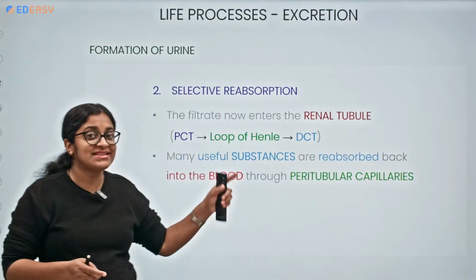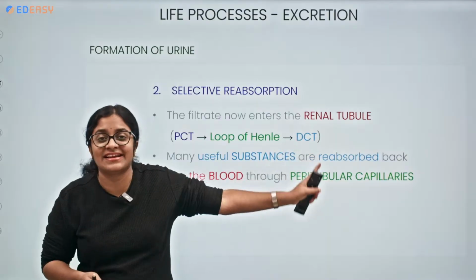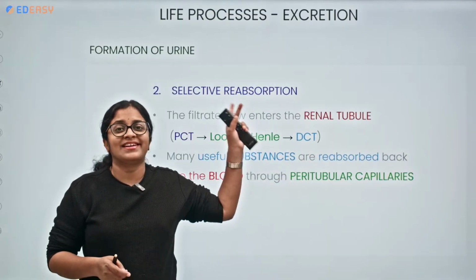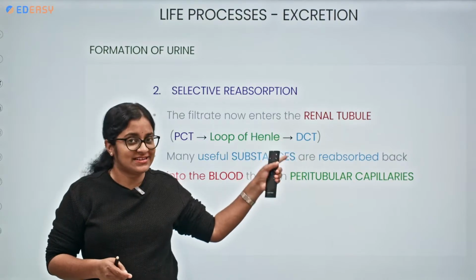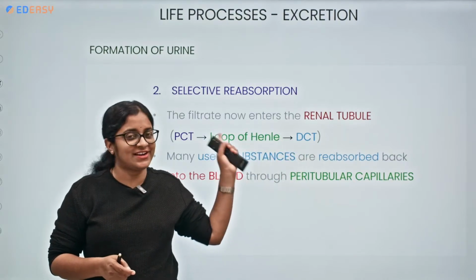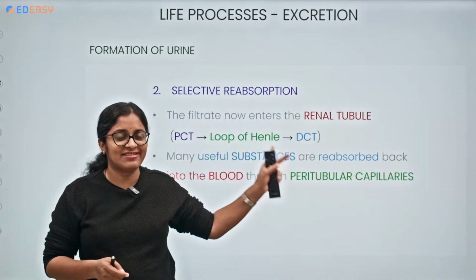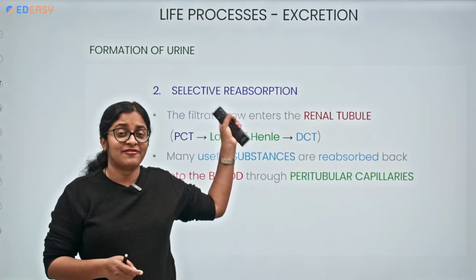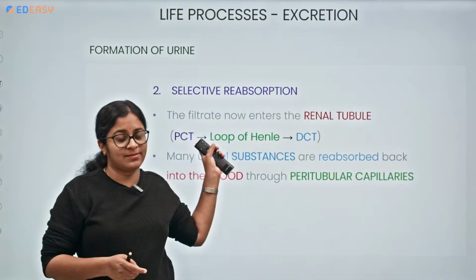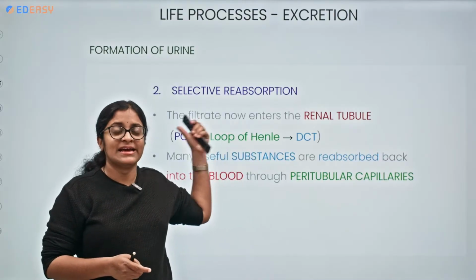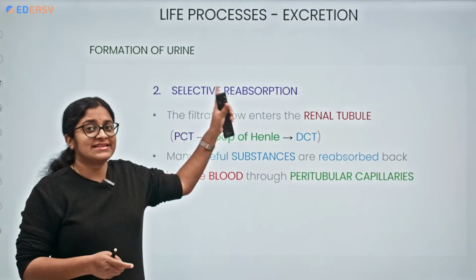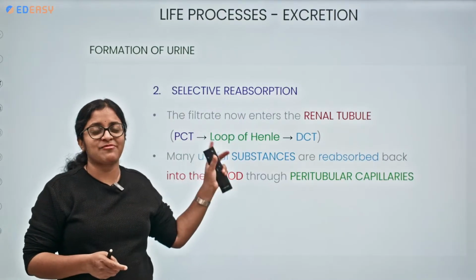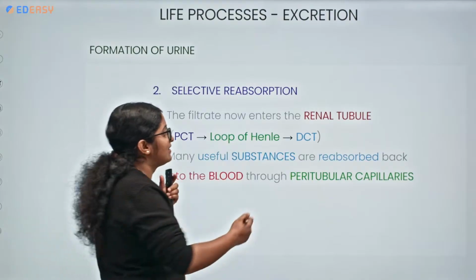So now what happens? The initial filtrate will be entering into the renal tubule. Renal tubule, is it a new term for you? No, we already knew it. Malpighian body and renal tubule are the two parts of the nephron. The Malpighian body has two parts, Bowman's capsule and the glomerulus. The ultrafiltration step has occurred over there. Now, the selective reabsorption step will be occurring within the renal tubule.